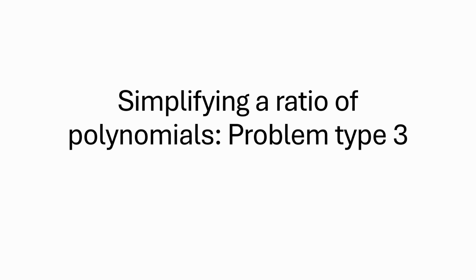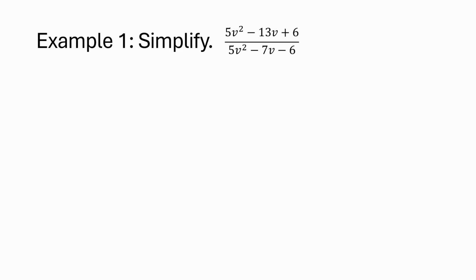Simplifying a ratio of polynomials, problem type 3. Example 1, simplify. 5v squared minus 13v plus 6, all divided by 5v squared minus 7v minus 6.